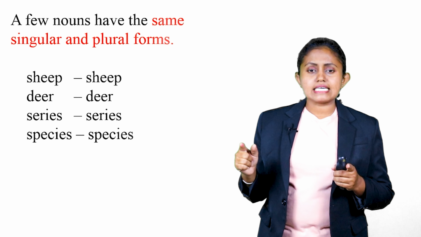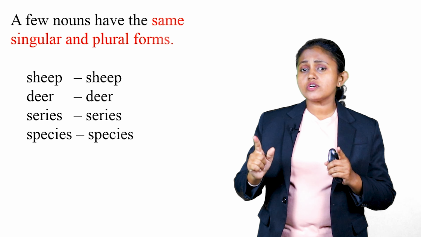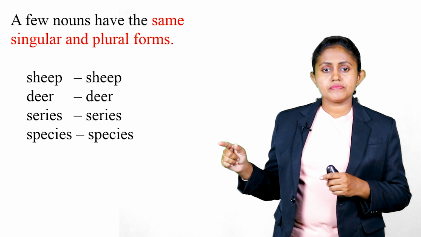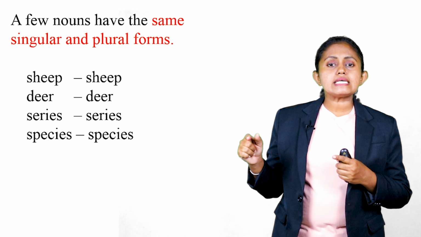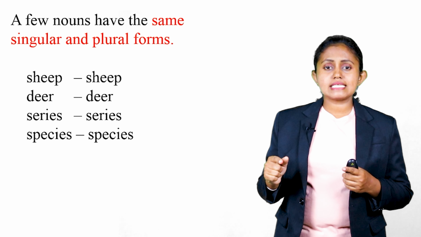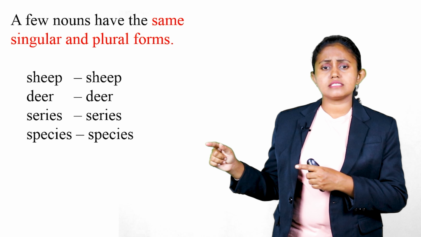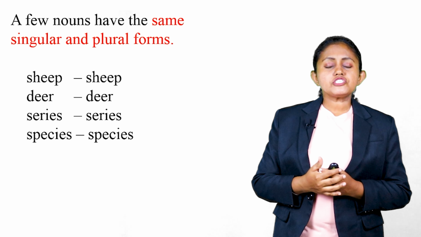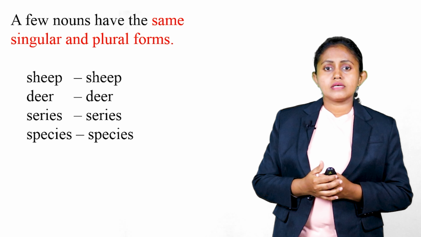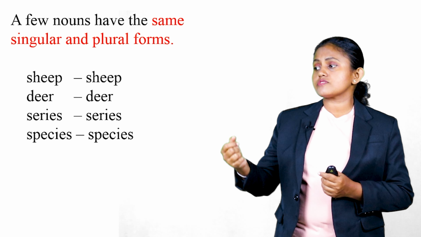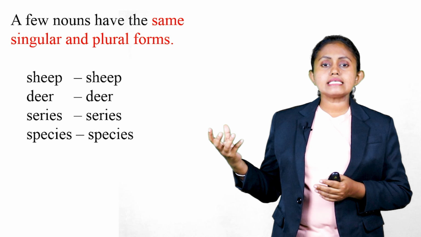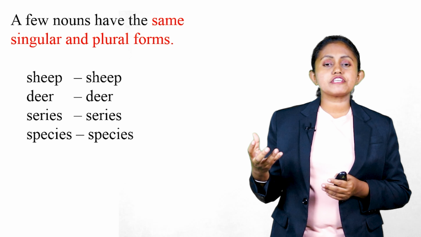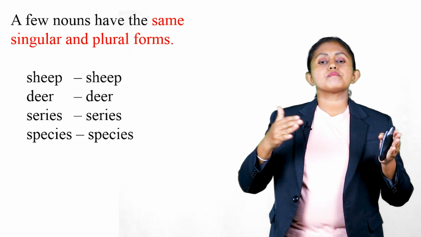Second one is deer. The singular one is also deer and the plural one is also deer. Next one is series. Singular one is series and the plural one is also series. Species. The plural one of that noun is also species. Like this, there are some nouns that have no difference between singular and plural.